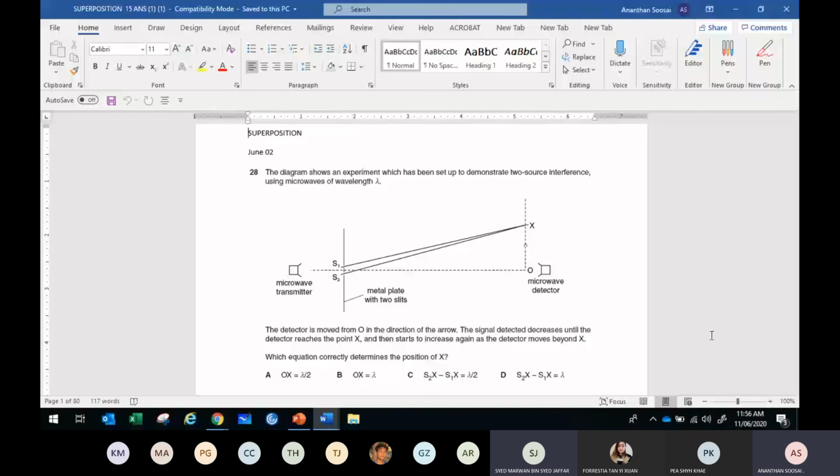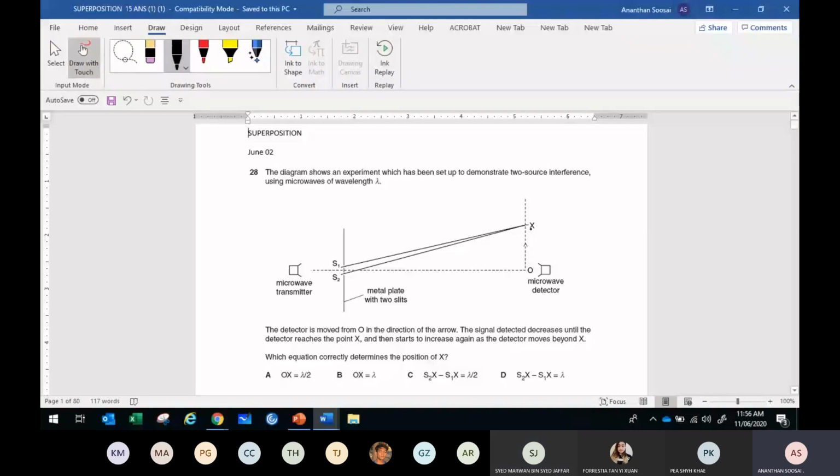Minima or maxima? The detector moves from O, the direction of the arrow goes up. The signal detected decreases until the detector reaches the point X, then starts to increase again after the detector moves beyond X. That means X is the lowest intensity. Lowest intensity, minima or maxima? Minima. Destructive interference, right? So it is analogous to dark. So X is the first dark.